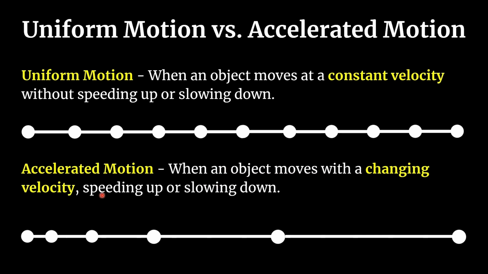Then in regards to accelerated motion, you get that when an object's velocity changes over time, speeding up or slowing down. And in a motion diagram, accelerated motion is evident when the dots here are not evenly spaced. As the dots here are getting further apart, well then, we know that the car is indeed speeding up.